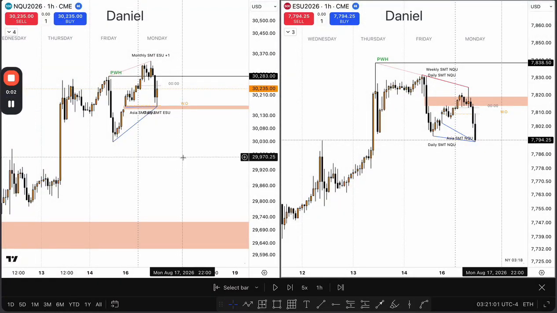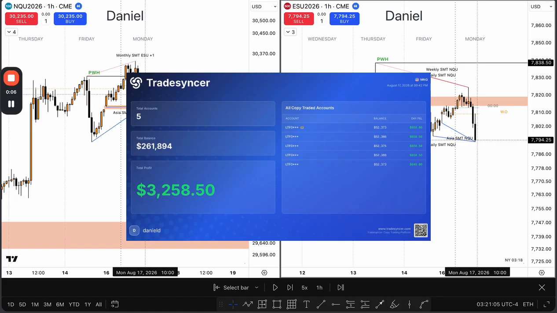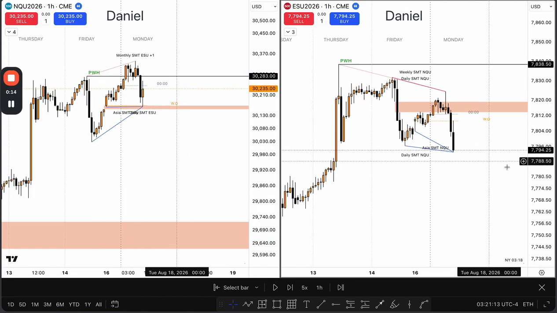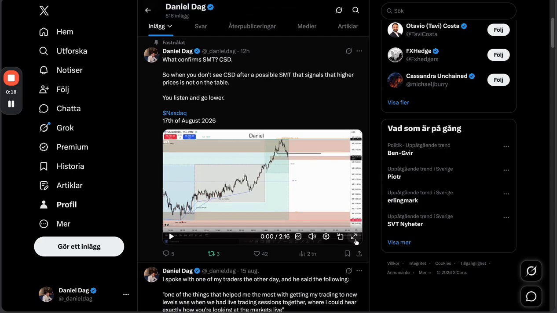Welcome to this trade breakdown where we'll break down a short that I took yesterday on Monday the 17th of August during the AM session. So before we jump into the charts, we will first take a look at the trade and the trade execution together, and then we will go over the trade.